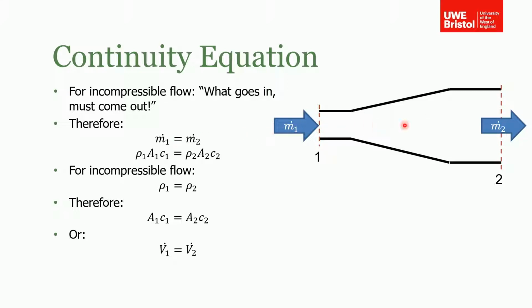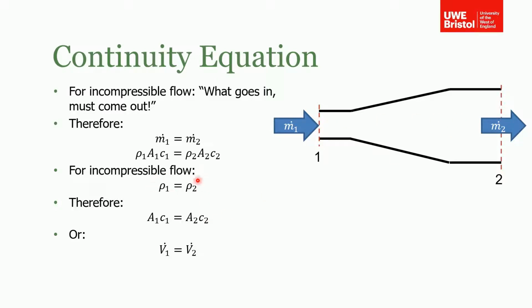So therefore, if what goes in must come out, then the mass flow rates must be the same, okay? So we've got this relationship here. If the mass flow rates are the same, then the density times the area times velocity must also be the same. However, if this is incompressible flow, then the densities won't change because we've got the same fluid flowing down this pipe. So the density here must be the same as here if it's incompressible.